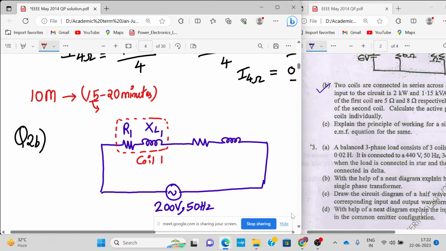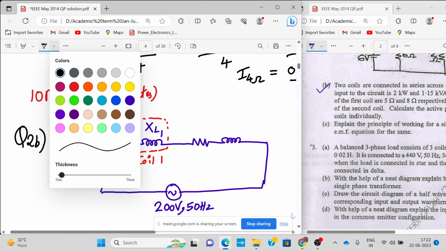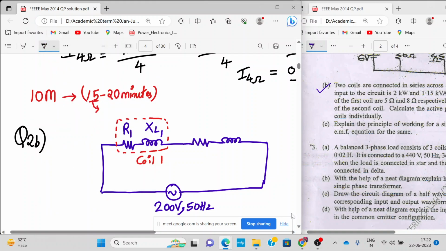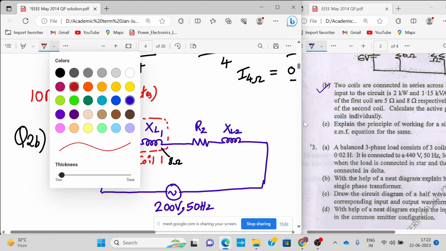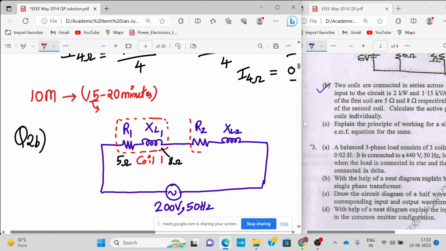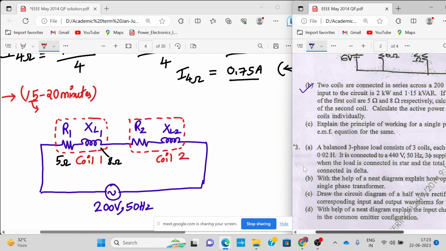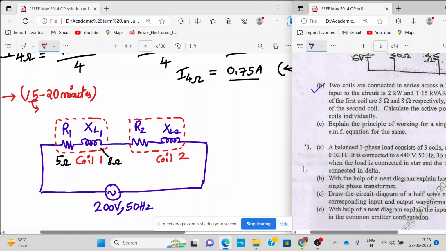This is given to you. The value of R is how much? 5 ohm. This is R is 5 ohm, and the value of XL1 is how much? 8 ohm. So this value is 8 ohm given to you. They are asking us to find out the values of R2 and reactance, that is XL2. So this is your coil number 2. I hope the picture is clear to you. They are asking us to find out R2 and XL2. So this is your coil 2. This much is clear to you, everyone? Yes or no? Yes, sir.